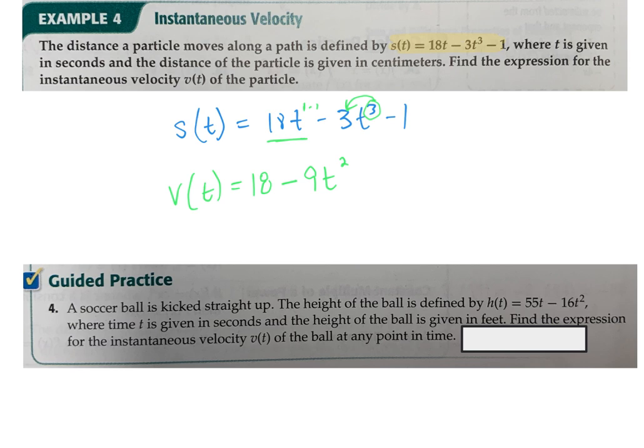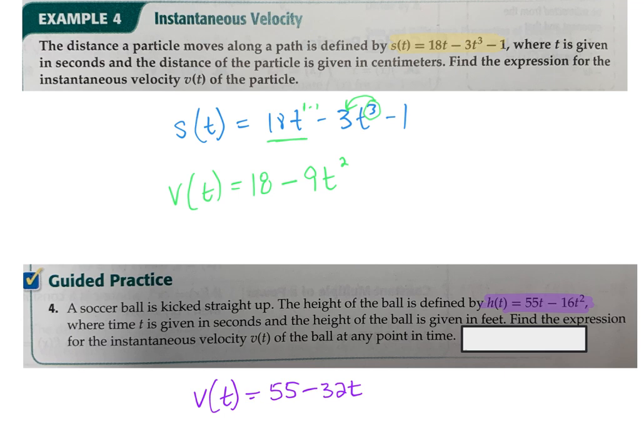So what would this guy be? What would my velocity be for this soccer ball that they've kicked? If that is my position, my height position, what would my velocity be? Well, what's the derivative of 55t? Just 55, minus 2 times 16, 32t. That would be the velocity of the soccer ball.